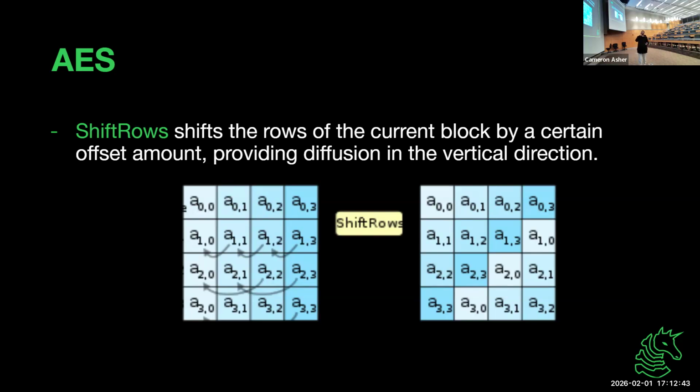And the point of this is that we're providing diffusion in the horizontal direction, because at the end of all of the operations, we're going to XOR it with the keys. So since we do this in every round, each byte of the key will be XORed with as many different bytes in the ciphertext as possible.